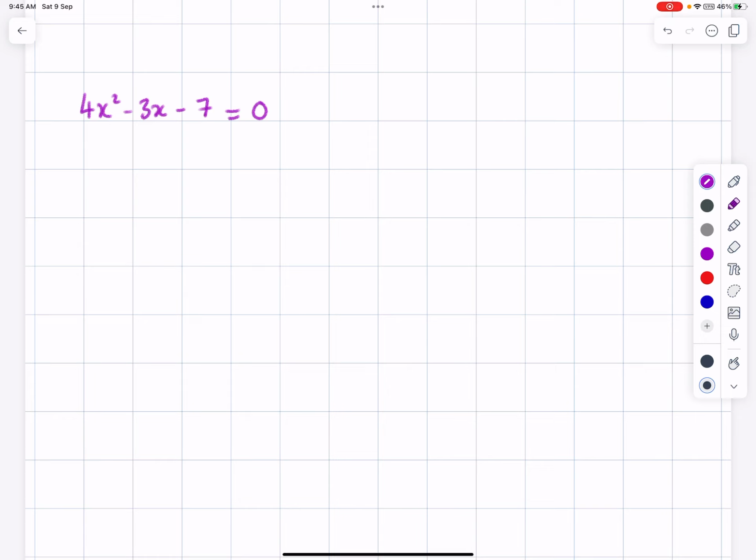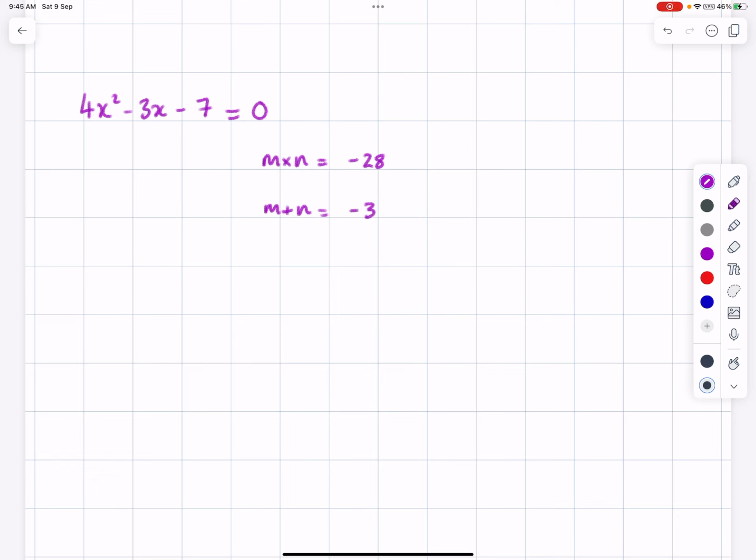Anyway then, so quickly I check, is there a number that goes into all three of those? Absolutely not. 4, 3 and 7 don't have a common factor. So I know it's going to be the AC method. So m times n is going to equal to, and m plus n is going to equal to, m times n is 4 times minus 7, is minus 28. M plus n works out to be equal to minus 3.